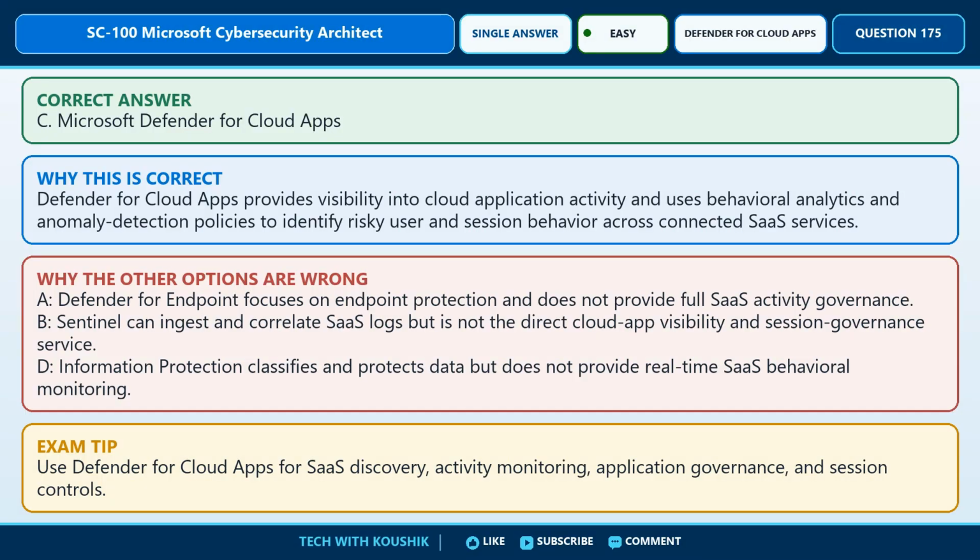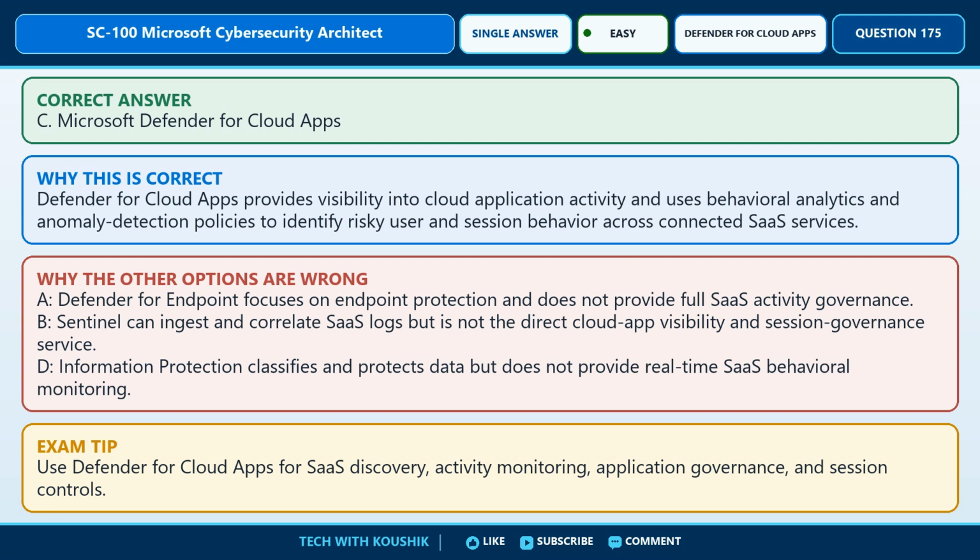The correct answer is option C, Microsoft Defender for Cloud Apps. Here's why. Defender for Cloud Apps provides visibility into cloud application activity and uses behavioral analytics and anomaly detection policies to identify risky user and session behavior across connected SaaS services.